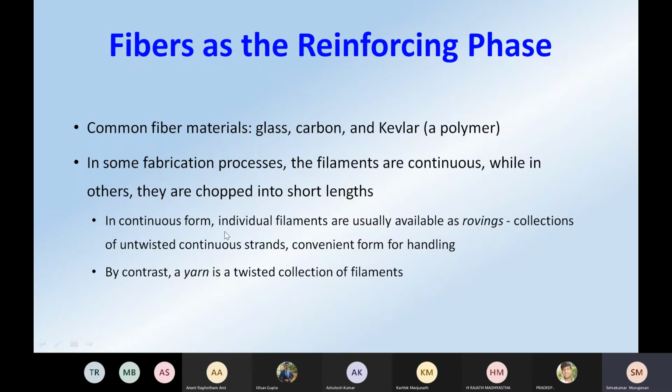In the continuous form, the individual filaments are usually available as rovings. Rovings means a collection of untwisted continuous fibers or strands. And yarn means a twisted collection of filaments, just like a nylon thread you get from the market. That is called yarn. One yarn has a lot of fibers in twisted form, and rovings means a collection of untwisted, continuous strands of fibers.